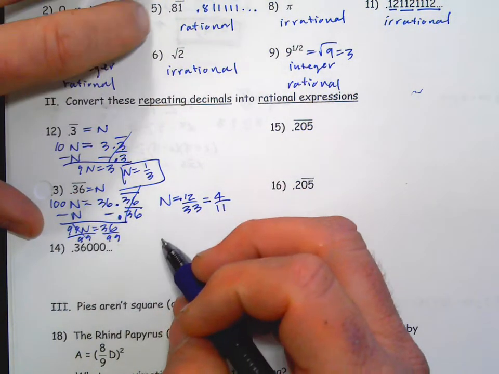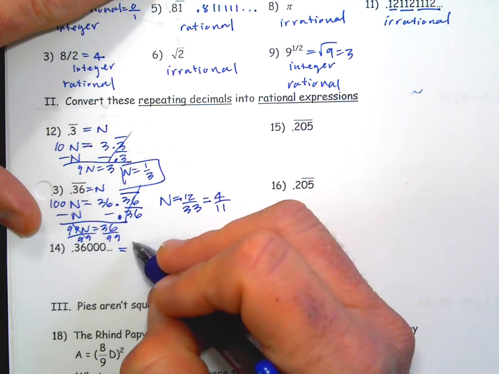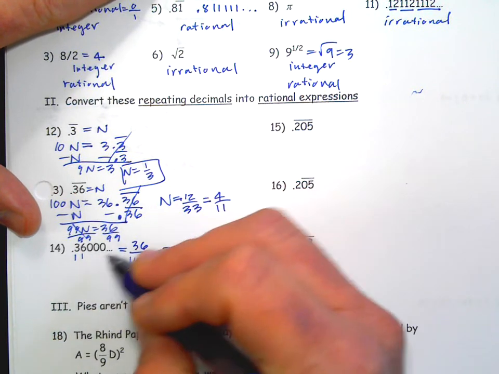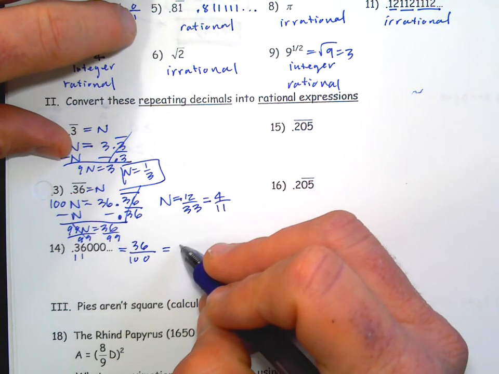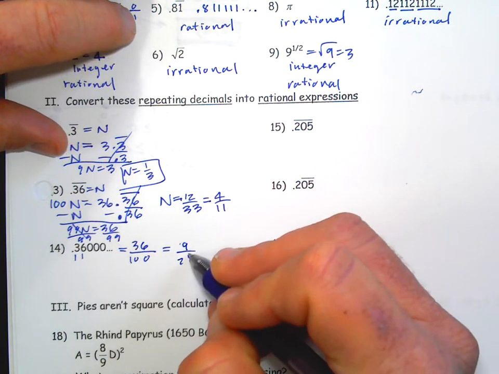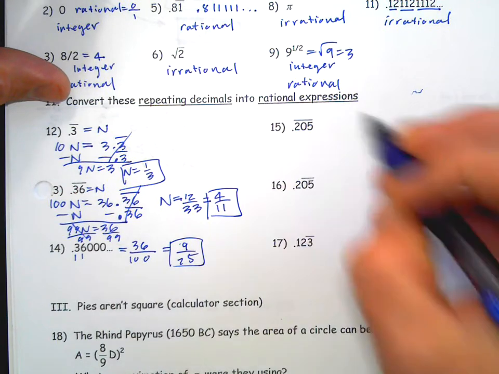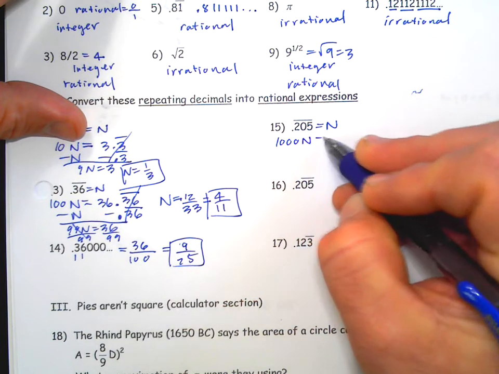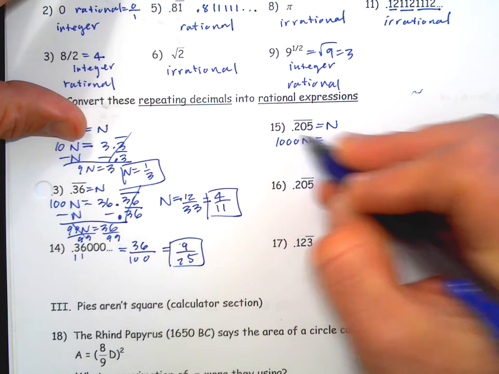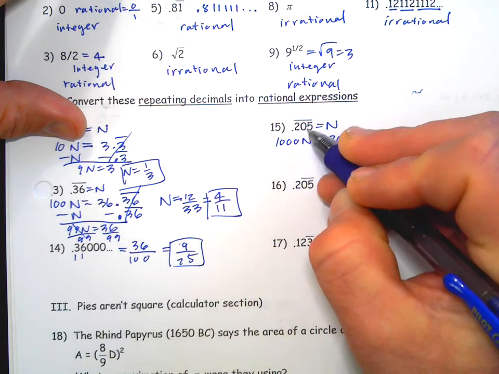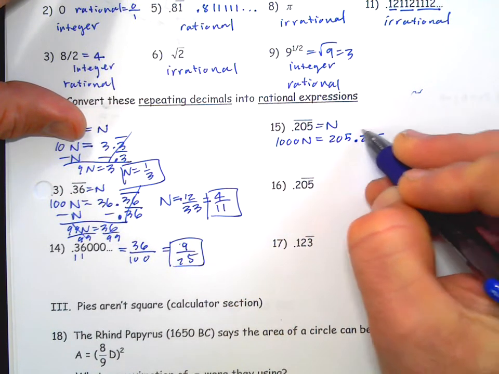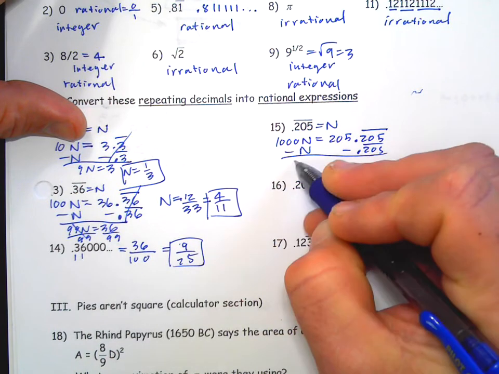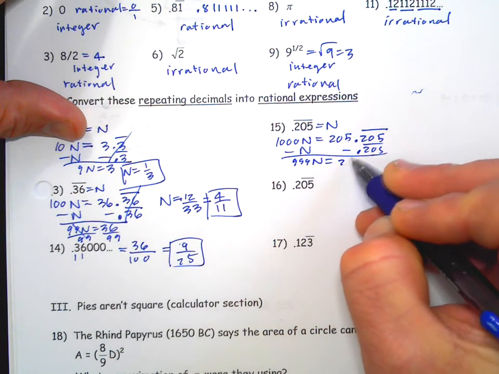Number 14, if it just has zeros forever, then we could just write it as 36/10ths. You don't really need the trick for repeating zeros because that's the same as just no zero. So then that'd be 9/25. 15, we're going to multiply both sides by 1,000, 10 to the 3rd, because there are three repeating digits. So that's going to give you 205. It's going to move this over 3 spots, but then you're going to keep getting 205 repeating, and we subtract n, and we get 999n equals 205.